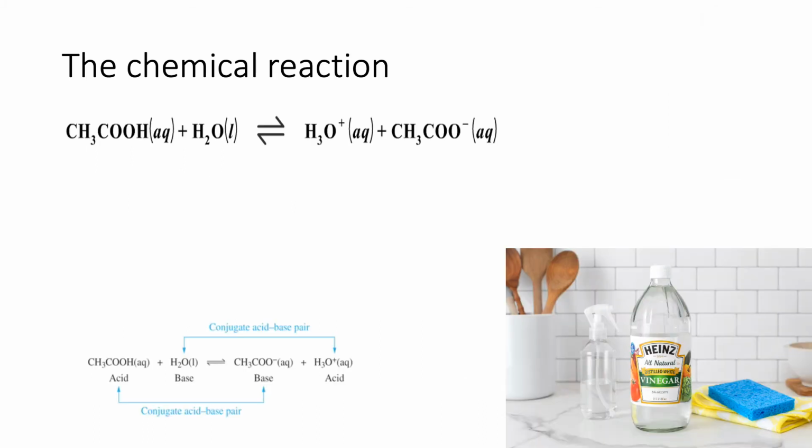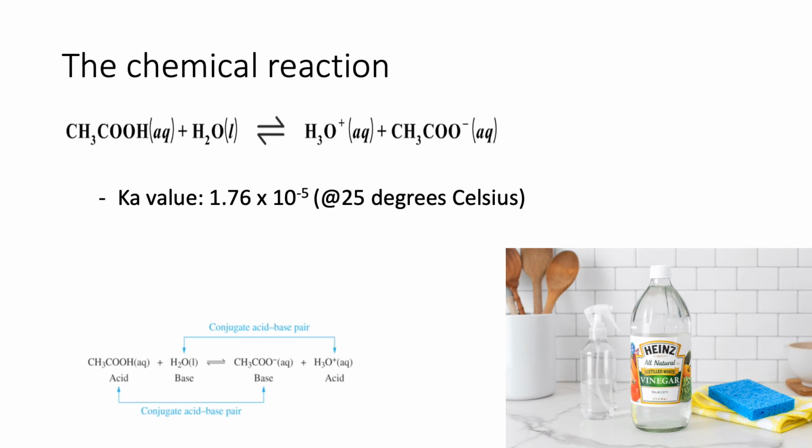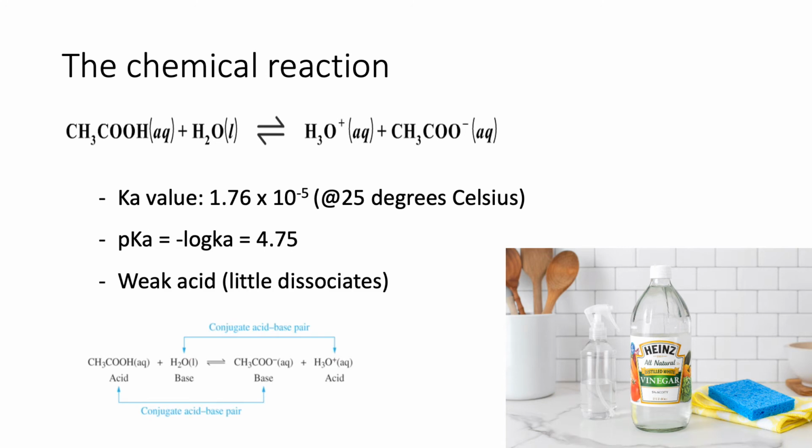As mentioned, acetic acid is going to react with water to produce a hydronium ion and acetate. The Ka value for this reaction is 1.76 times 10 to the power of negative 5, and that's at 25 degrees Celsius. The pKa is 4.75. From these values, we know that this is a weak acid, so little dissociates. However, enough of it is still able to dissociate to where it is able to get the job done for cleaning stains, dirt, rust, and grime.